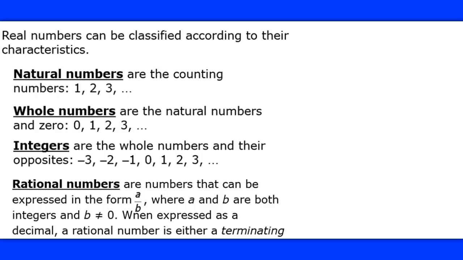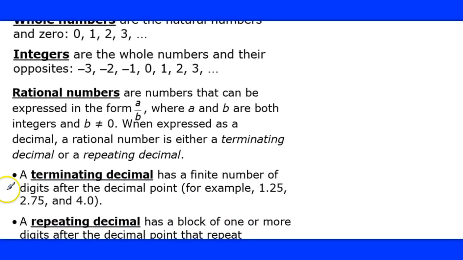Numbers can also be classified according to their characteristics. We've talked about this before. Your natural numbers are your counting numbers, 1, 2, 3. Add a 0 to that, you have your whole numbers. Integers are the whole numbers and their opposites, so that's -1, -2, -3. And a rational number is any number that can be written in the form a over b. I like to say it's any number that can be written as a fraction. Okay? B cannot equal 0 because having a 0 on the bottom of a fraction is undefined.